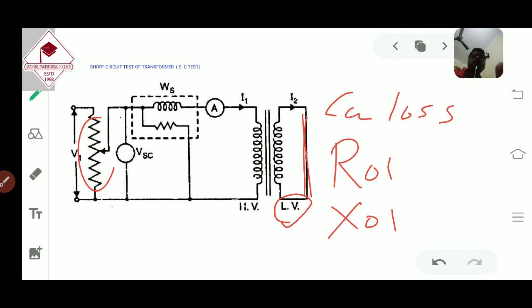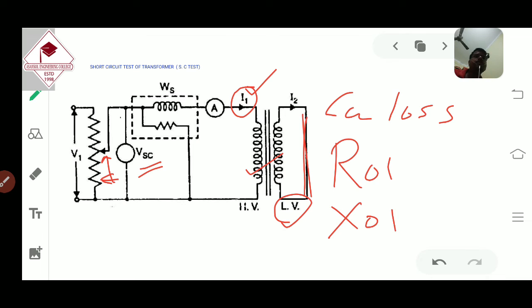This is the variable voltage. The low input voltage is gradually raised till a voltage VSC. So the process is we start from somewhere here, low voltage. We gradually increase this voltage so that this current is the rated current which is supposed to flow when the transformer is fully loaded.